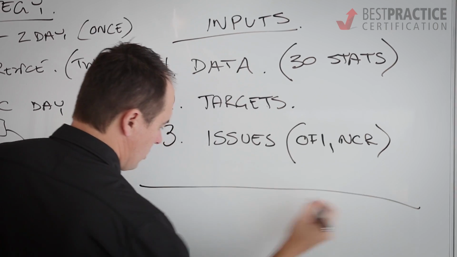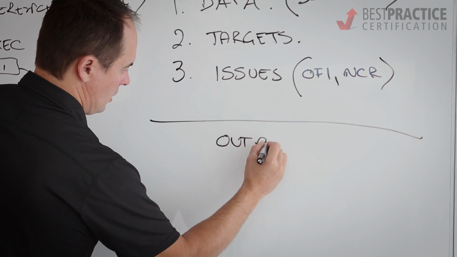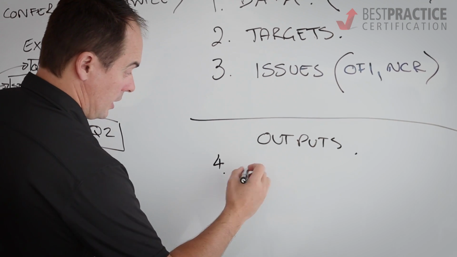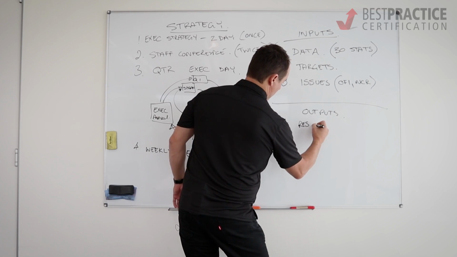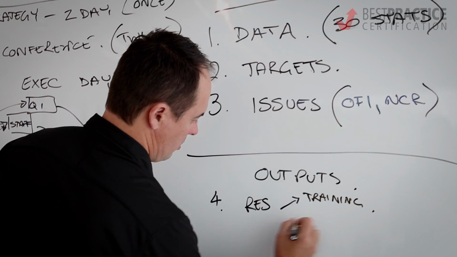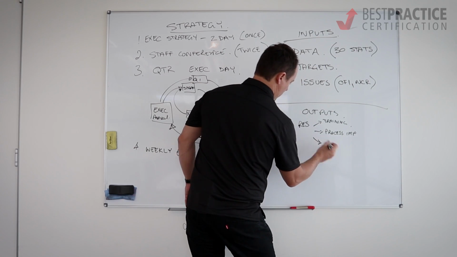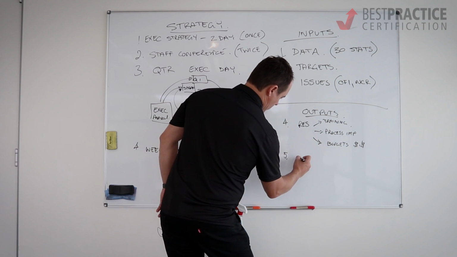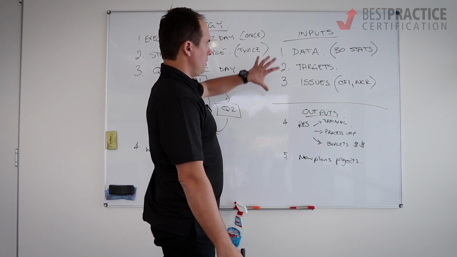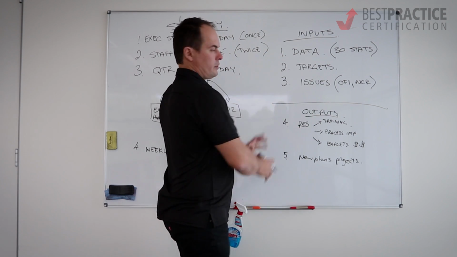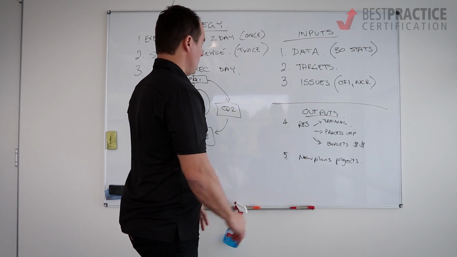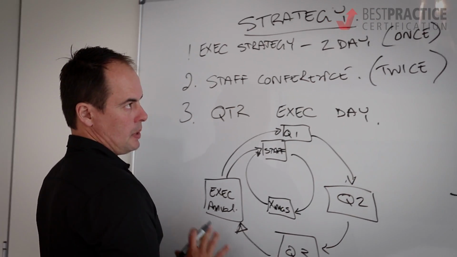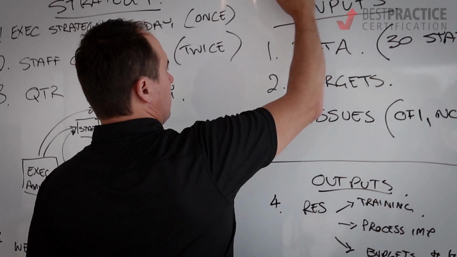And then what we then talk about is our outputs. So the first thing in terms of outputs, and I'll just put it as a 4 so we're following, is any resource needs. So that might be training, it might be process improvement, it might be budgets, and then we might talk about new plans, for example. So it's really sort of an inputs and outputs. Now we call this in ISO, in any of the ISO standards, what do we call all of this? That's our business planning and leadership, and this is our management review.